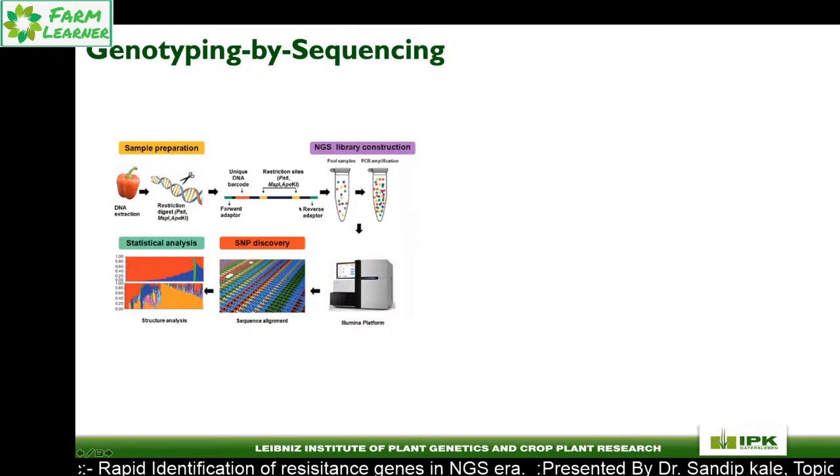In this way, you can extract DNA from different samples, digest using the restriction enzyme, and attach barcodes which will be unique for each sample. Such restriction digested samples can be pooled and then sequenced. After sequencing, you can separate the reads based on this unique DNA barcode. The reads can then be used for identification of SNPs, and the SNP data can be used for further downstream studies.